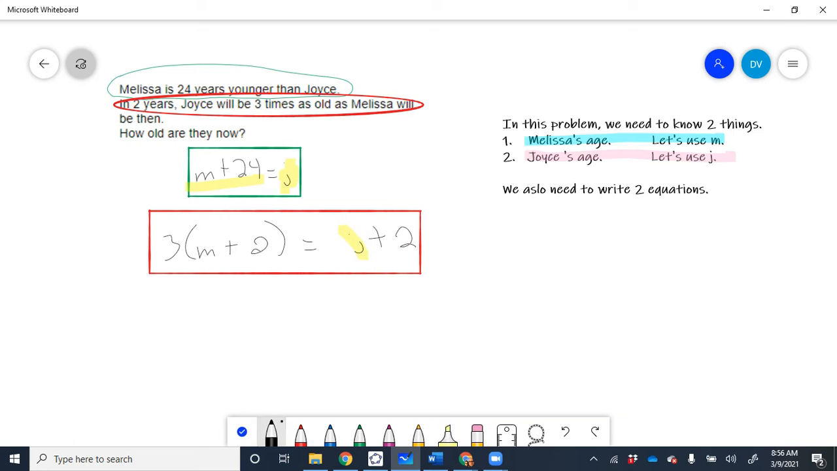Instead of writing 3 times M plus 2, I'm going to write 3M plus 3 times 2, which is 6. And instead of J plus 2, let me just write it and then erase it. Instead of J here, I'm going to erase that J, and I'm going to replace it with M plus 24. Substitute is the technical word. So let me erase that J and put M plus 24.